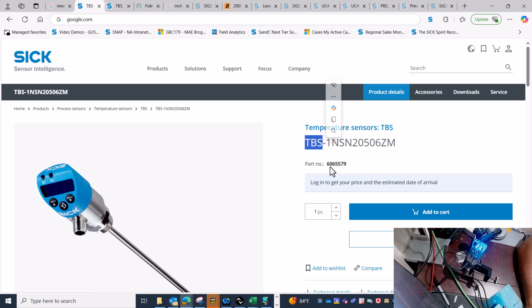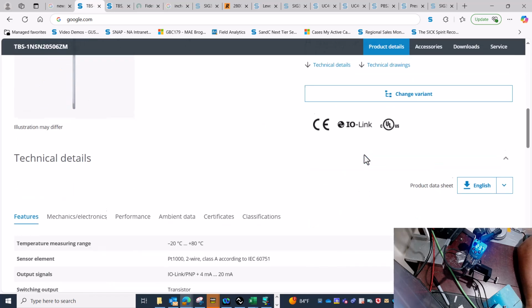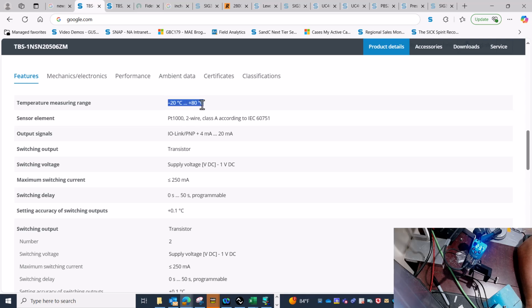The sensor I've got here is a 6065579. I have a temperature range of -20°C to +80°C. This is key to know because these are numbers we'll need to scale.